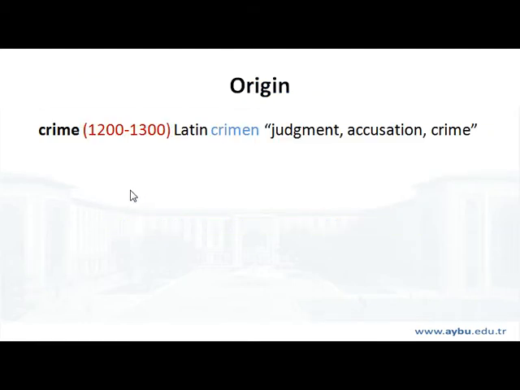Now, let's check. In this dictionary, we have origin parts. I chose the word crime. If you type crime, it will give you information about origin or etymology. As you see, this word came from Latin, and the meaning is judgment, accusation, crime, and the date is here, 1200, 1300. Some people are really curious about the origin of words, especially since English is a language that has borrowed different words from different languages. By knowing the origin, you become confident.